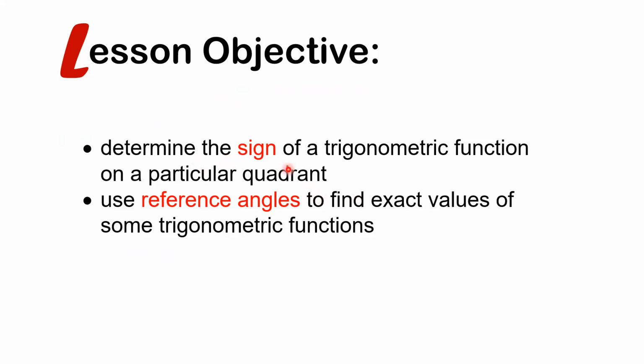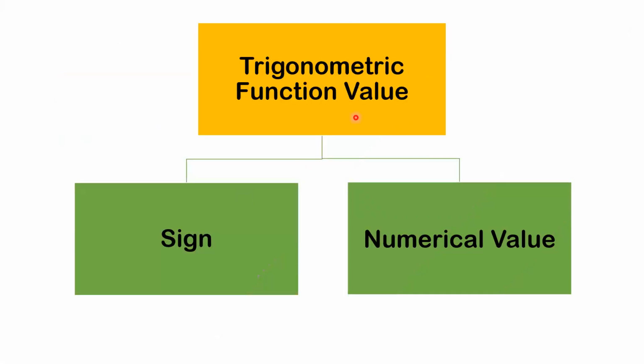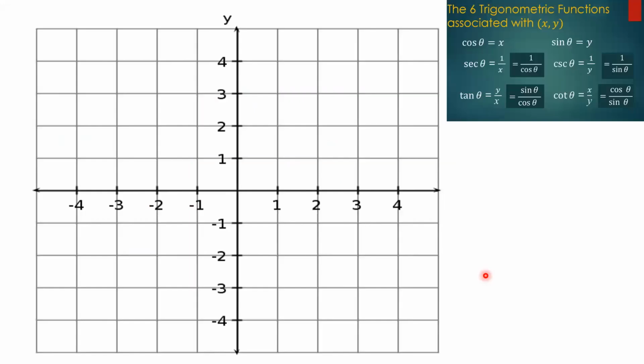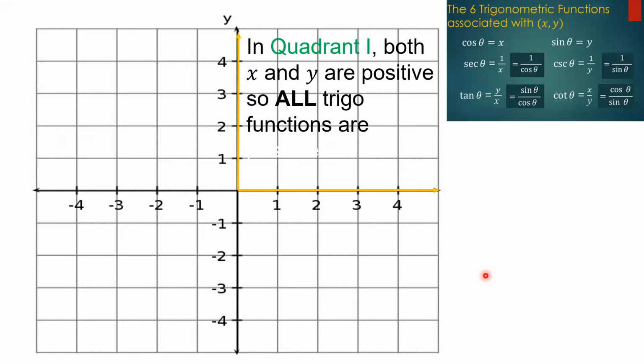Okay. So let's determine the sign of a trigonometric function on a particular quadrant, and use reference angles to find exact values of some trigonometric functions. Kasi yung mga trigonometric function values are essentially dependent on two things. One is the sign, as in SIGN, whether positive or negative. And then the other one is the numerical value. As I mentioned, kung may calculator nga kayo, hindi naman yun magiging problem.